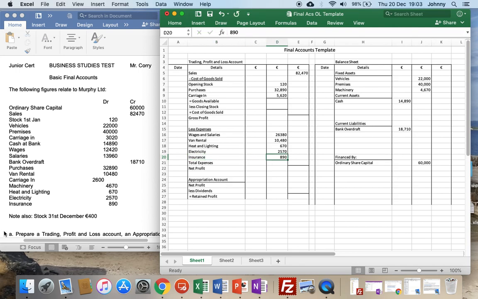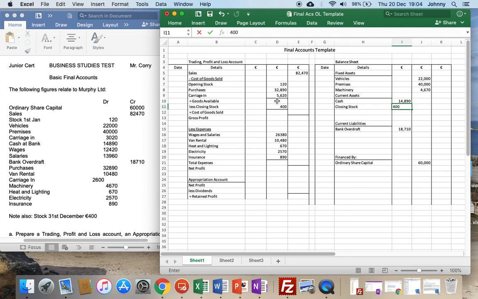Now at this stage we have to put in our closing stock. So that closing stock is already listed here, 400, and then it's also a current asset. Okay, so these are the goods we have at the end that we're going to sell next month or next year. We take them out of our cost of goods sold because we didn't sell them this year, so we'll transfer them into next year.